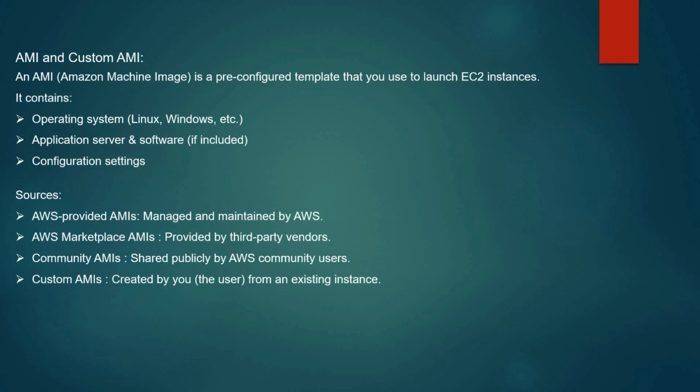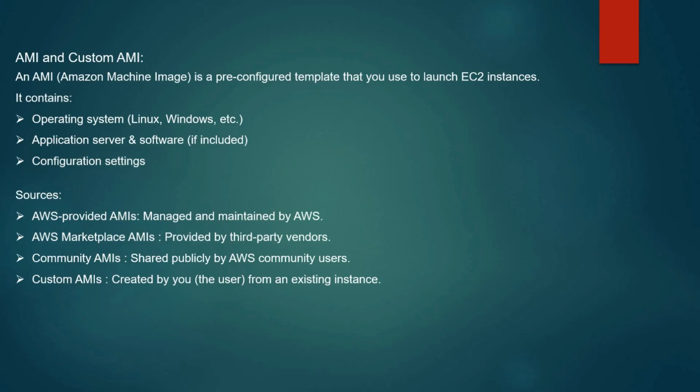And then community AMI. What is a community AMI? A community AMI is an image shared publicly by the AWS community users. It is free to use but not verified or secured by AWS. For example, a community provided Ubuntu AMI.